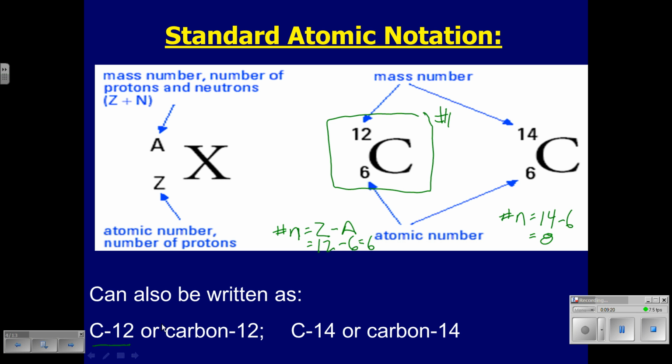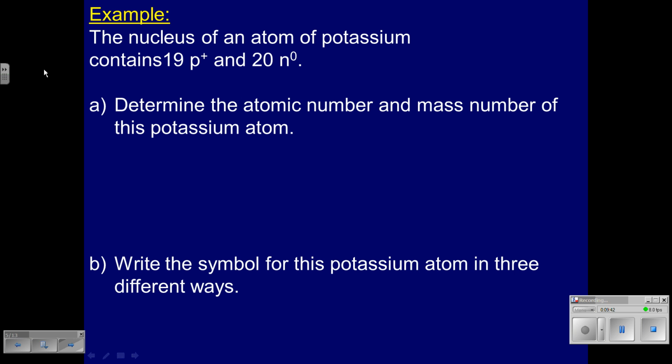So if someone were to talk about, say, carbon 12 in a news article, they would write carbon 12. Hopefully now you know that carbon stands for carbon, and 12 stands for the mass number. So our other isotope can be written as C14 or carbon 14. So let's keep going. We'll do a couple of examples here.